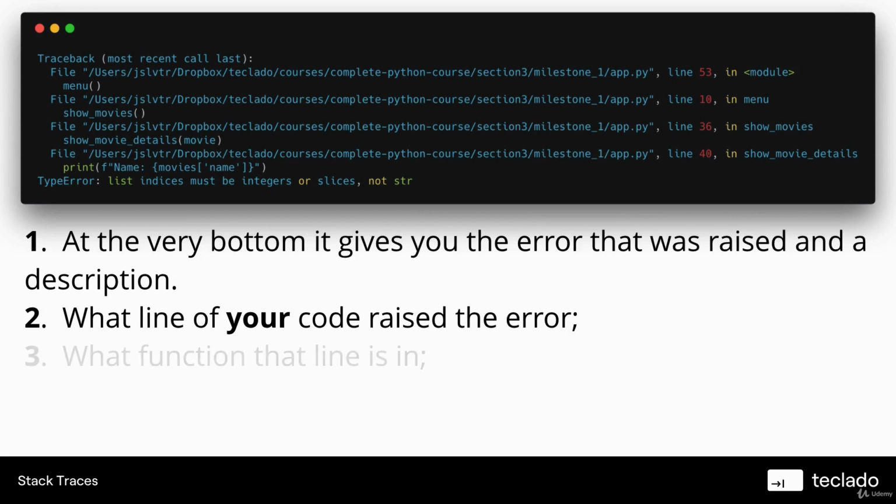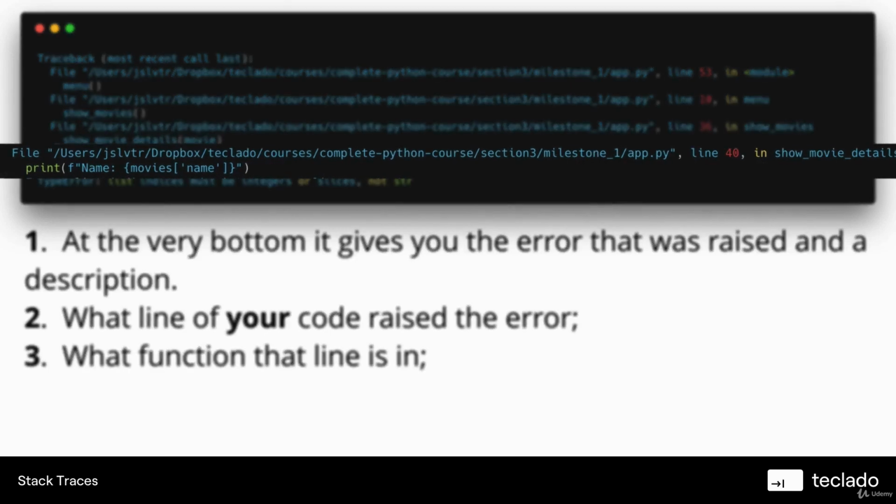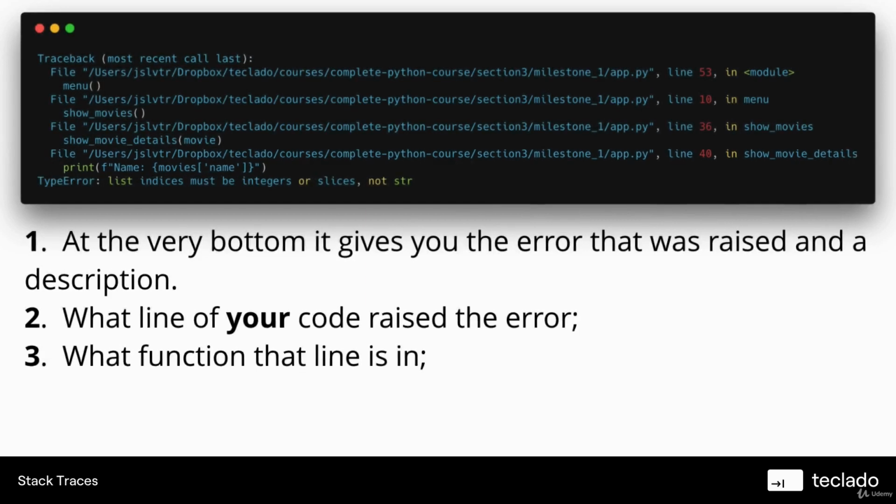Then it also tells us what function that line is in. That's just the line above. It says file, users, JSLVTR, Dropbox to Claro, courses, complete Python course, section 3, milestone 1, app.py. It says line 40, and at the very end it says in show movie details. So this is the function that the error happened in, the show movie details function.